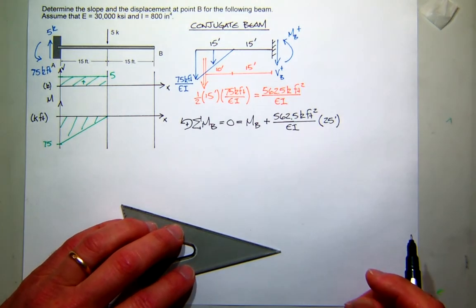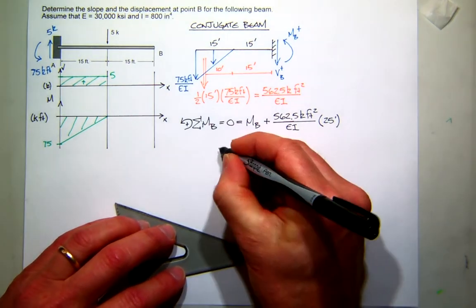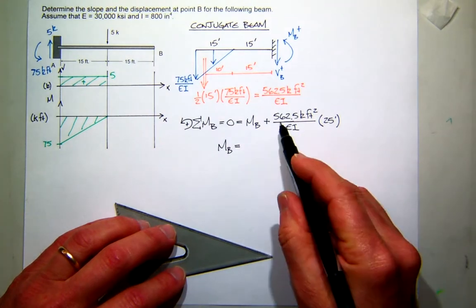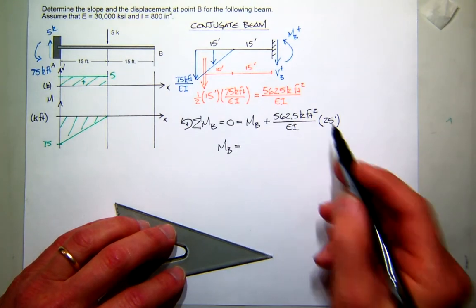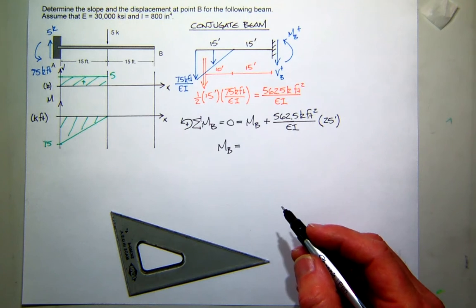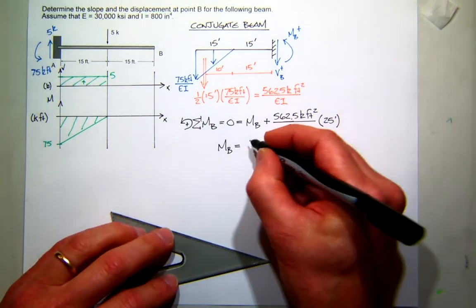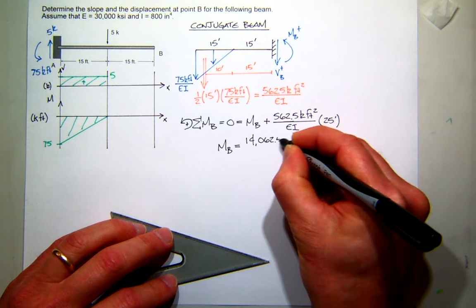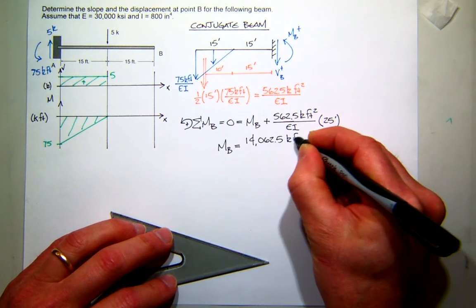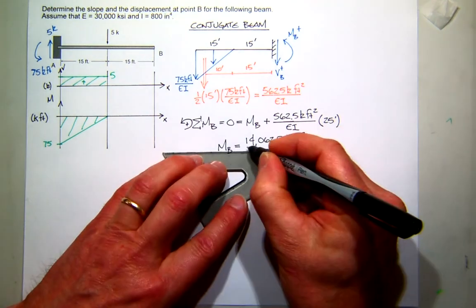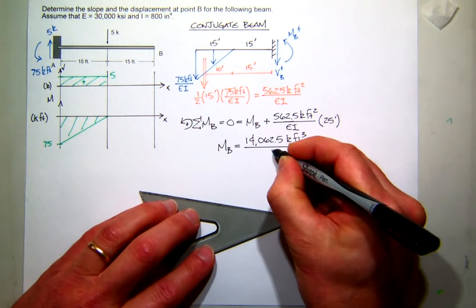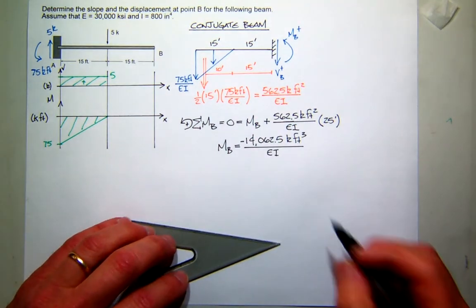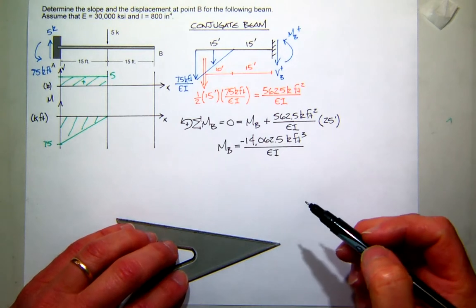And that's it. So what's the moment at B? It's whatever 562.5 is multiplied by 25. What's that? 14,062.5. And that would now be kip feet cubed over EI, plus it's going to be negative when you solve for a moment.